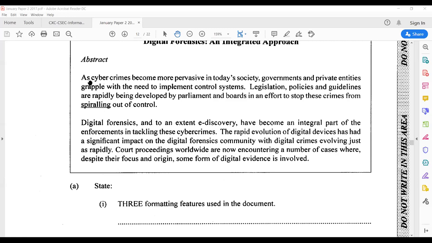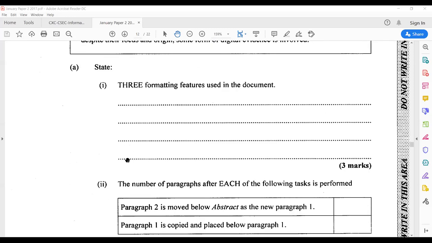For this part, they're taking the first paragraph, copying it, and pasting it under the paragraph. So you're adding a paragraph. So in this case, it will be three paragraphs. Okay? So ensure that you... Any questions on that? Anyone doesn't understand how the paragraphs were determined?